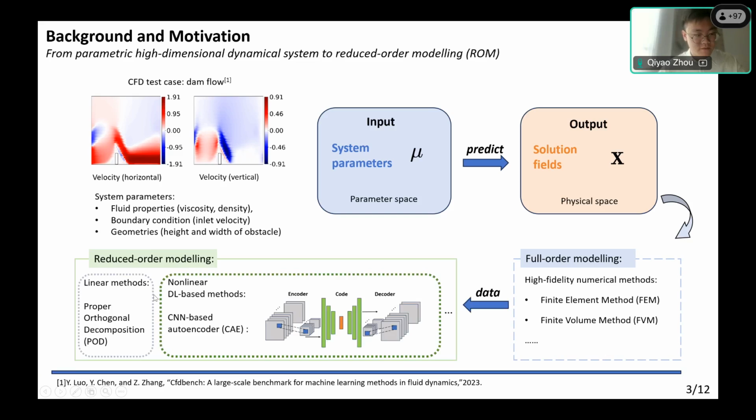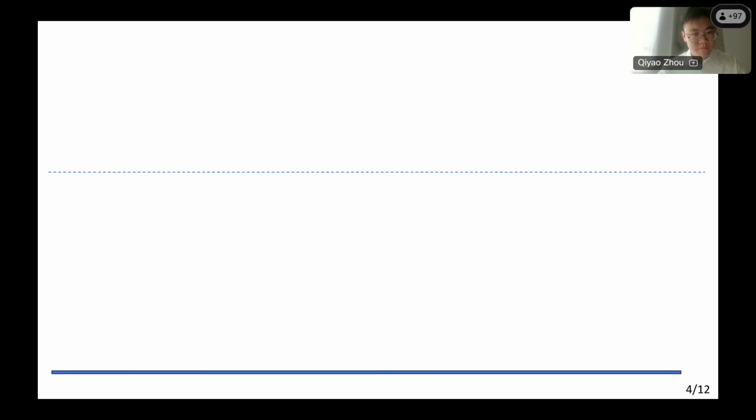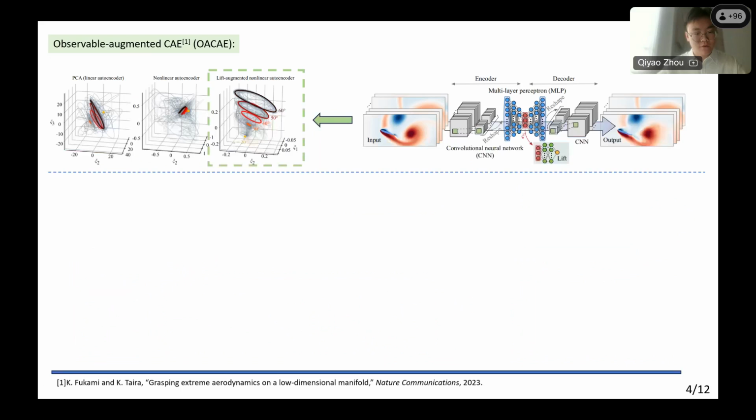On the one hand, we have linear methods such as POD, and on the other hand, we have nonlinear methods such as deep learning based CNN based autoencoder. So following the standard CAE, we introduced the OACAE proposed by Fukami and Taira. The key idea here is to augment the standard CAE with an additional branch.